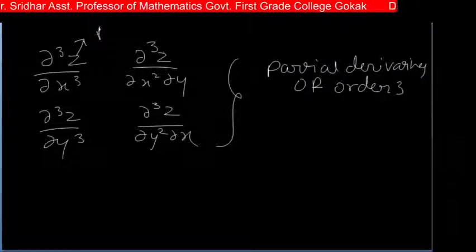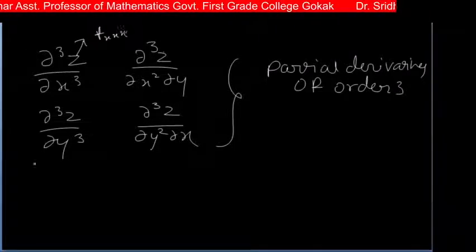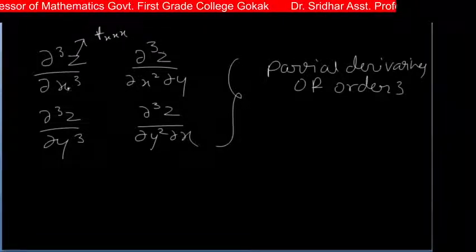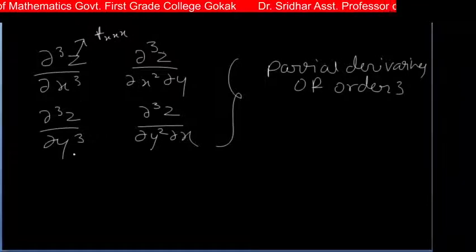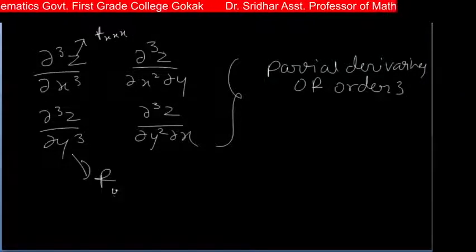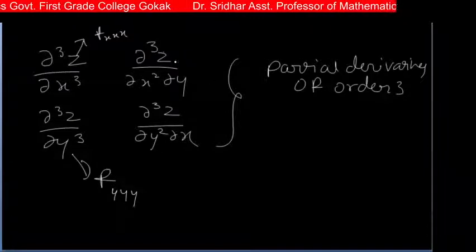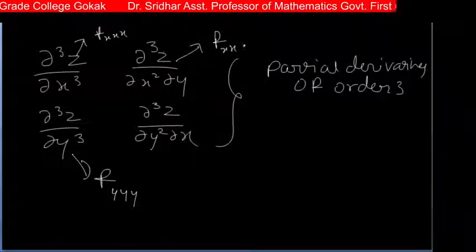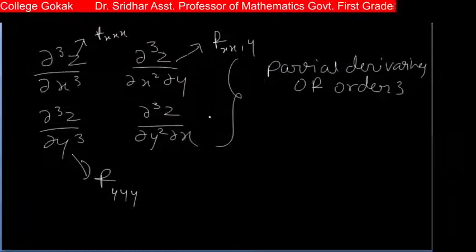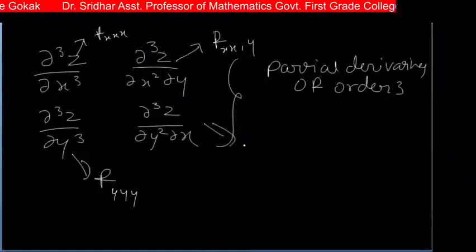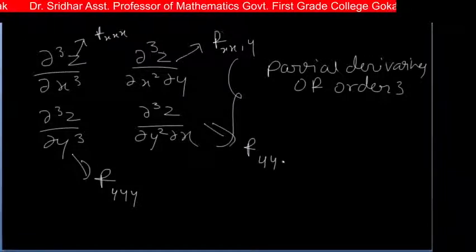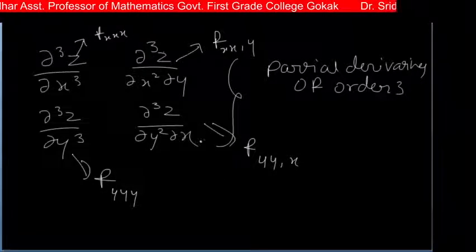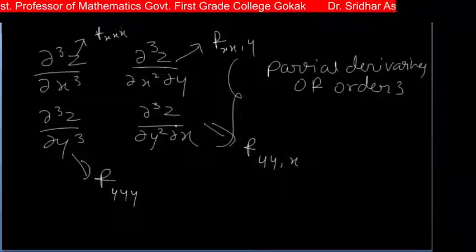can be written as f triple x, because we have partial differentiation with respect to x 3 times. So f_xxx. Similarly this one f_yyy, and here this can be written as f with x 2 times, f_xx comma y, right? And here it is f_yy comma x. Okay, so like that we denote these higher order partial derivatives.